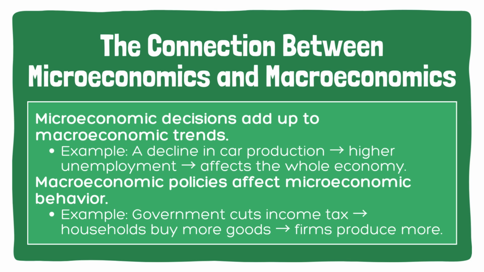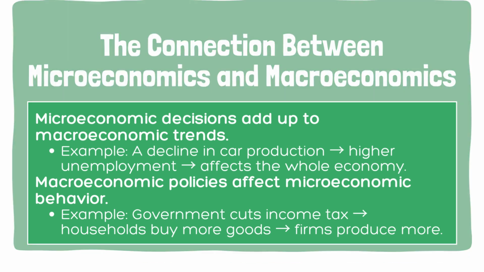Microeconomic decisions and interactions add up to create the macroeconomic picture. This means that changes in the microeconomy influence the macroeconomy and vice versa. For example, a fall in output in the car industry may increase unemployment across the country, while a government decision to cut income taxes may lead to households purchasing more cars.